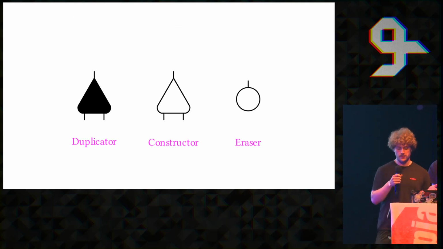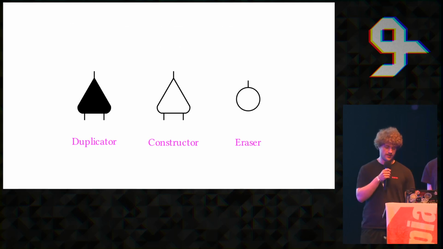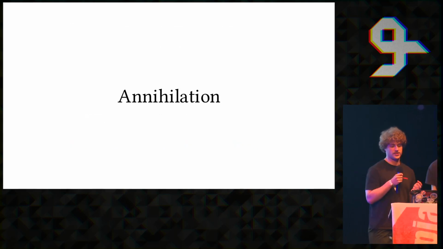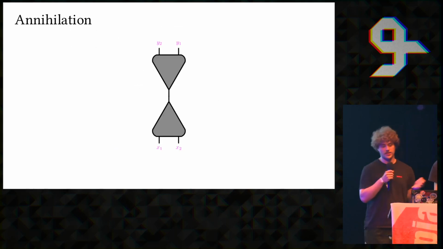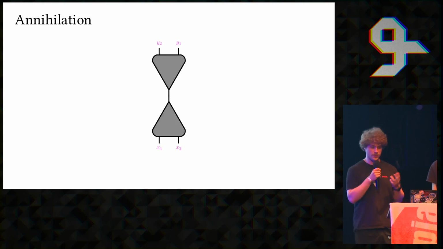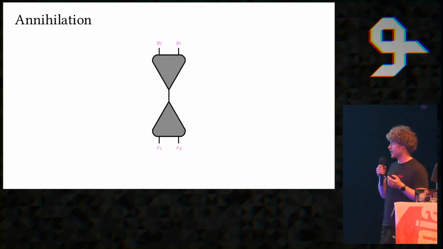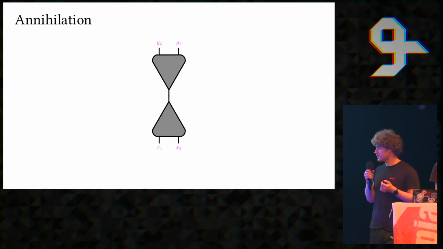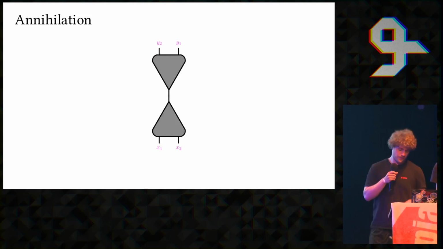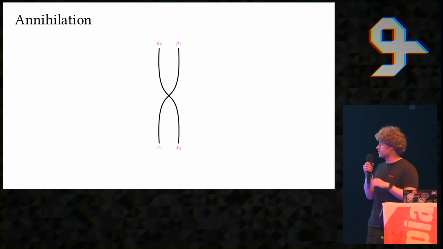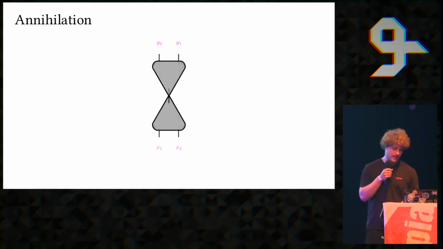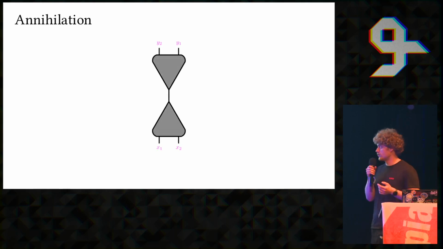And they can interact basically in 2 ways. The first type of interaction is annihilation. Annihilation happens whenever 2 nodes or 2 agents of the same type interact with each other. So in this case, we want to look at the interaction of nodes with 2 auxiliary ports. And you can see when they interact with each other, they just cancel each other out, but they also connect the wires. So Y2 gets connected to X2, and Y1 gets connected to X1. And those are exactly the auxiliary ports of the 2 nodes.